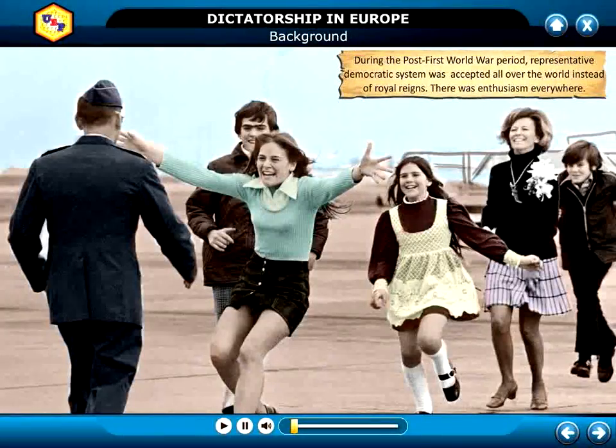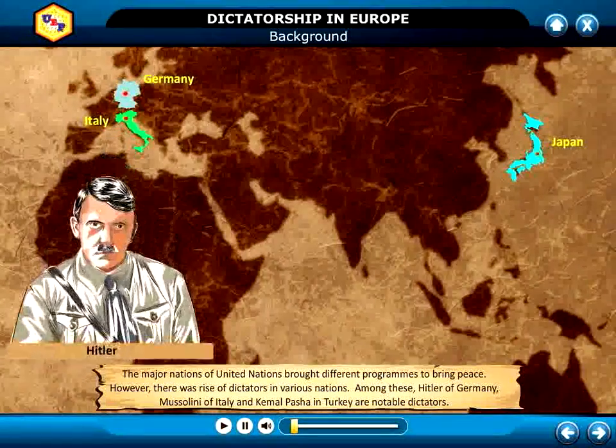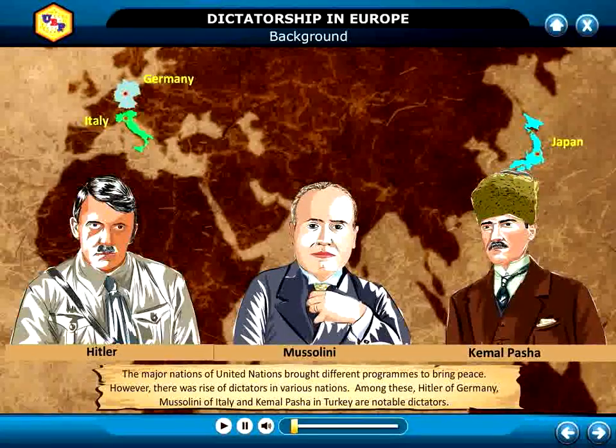Background. During the post-First World War period, the representative democratic system was accepted all over the world. Instead of royal reigns, there was enthusiasm everywhere. The major nations of the United Nations brought different programs to bring peace. However, there was a rise in dictators in various nations. Among these, Hitler of Germany, Mussolini of Italy, and Kemal Pasha in Turkey are notable dictators.